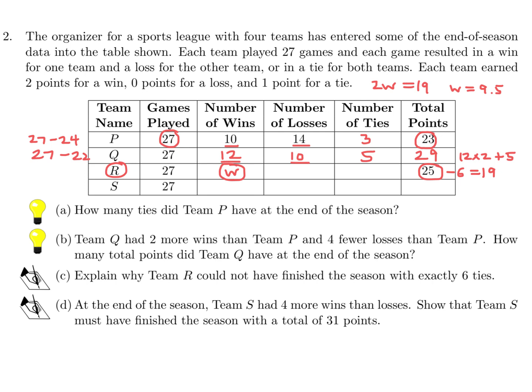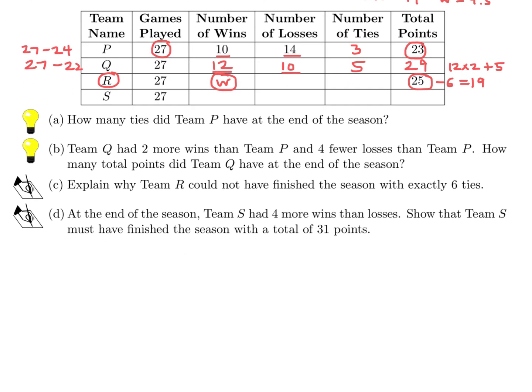And part D, at the end of the season, Team S had 4 more wins than losses, so that Team S must have finished the season with a total of 31 points. All right. So the number of losses I'll just call L, and the number of wins they're saying is 4 more than that, so it's L plus 4. Okay. And then the number of ties, that's going to be 27 minus L minus 4 minus L. You just have to subtract these two, right? So that's going to be 23 minus 2L, correct? So 23 minus 2L goes there.